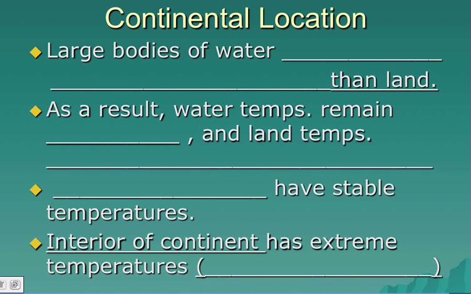Now, large bodies of water, like oceans, are slower to heat and cool than land. As a result, water temperatures tend to stay stable because they don't heat and cool as much throughout the day or throughout a season, whereas land temperatures change pretty frequently.